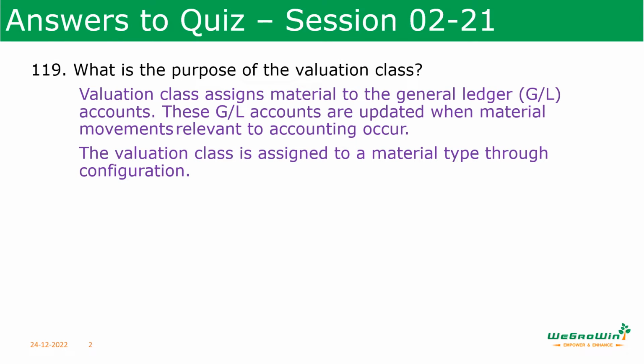And the valuation class is assigned to the material type. So each material type will be assigned a valuation class. So when we are creating material master, we are assigning the material type, and the material type is linked through the valuation class. So when you're entering material in the accounting one view, you will select the valuation class assigned to the material type only. You cannot select another valuation class.